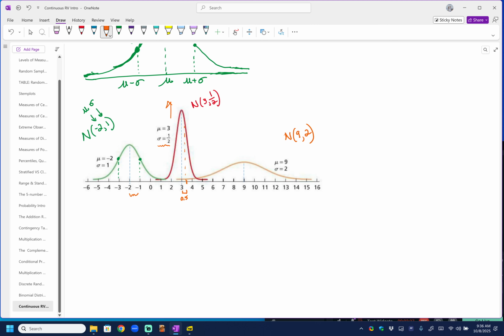Same thing goes over here. If we go to a standard deviation of 2, that means it's double our first one over here, which means the only way to accommodate the area of 1 is to literally stretch the curve out. So there's a good comparison to this.